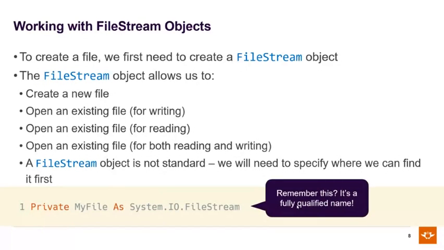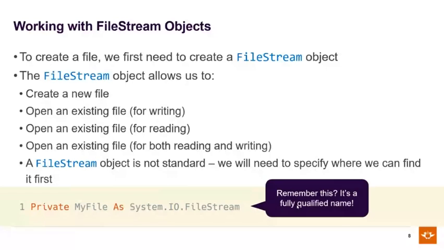And there's a few things you can do. Now, this is where you should not get lost. This is the important part. How do you work with a file stream object? To create a file, we need to create a file stream object. A file stream object allows us to create a file, open a file for writing, open a file for reading, or open an existing file for both reading and writing. Those four options become important because when you create a file stream, you have to indicate which one of these options will be needed.